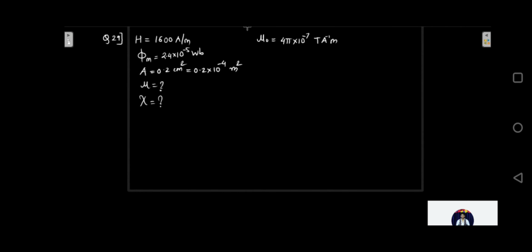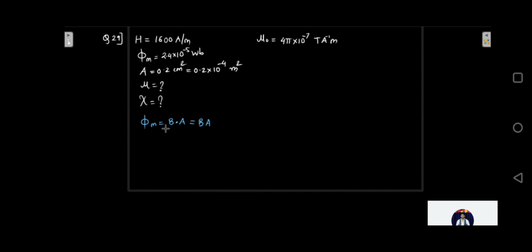Okay, so now to find out mu, first we need to know the magnetic induction, that is B. So we can use the formula for magnetic flux, given by B dot A, which is going to be BA cos theta. And over here, theta is going to be 0 because the magnetic field and area vector are going to be pointing in the same direction. So cos of 0 will be 1 over here, so it is going to be BA.